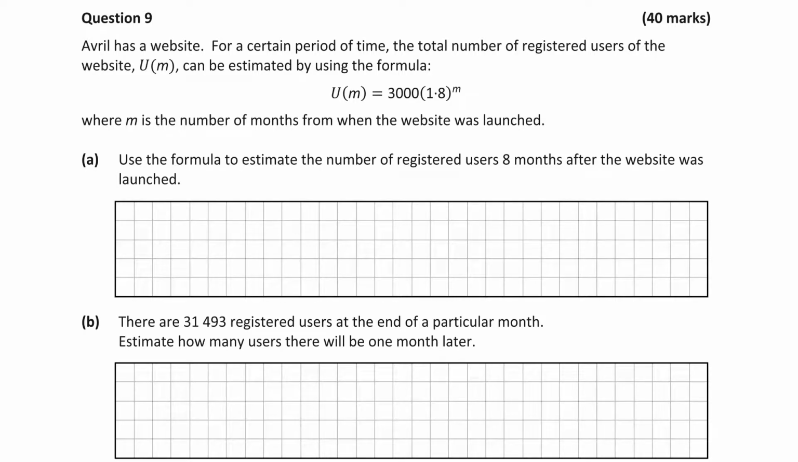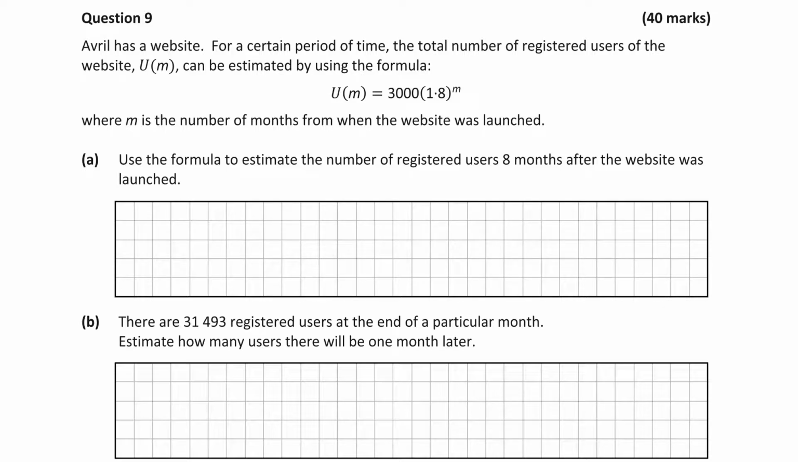So what I'm going to look at there is the Leaving Cert Ordinary Level 2019, Paper 1, Question 9. Avril has a website. For a certain period of time, the total number of registered users for that website, U of M, can be estimated by the following formula. U of M is equal to 3000 all multiplied by 1.8 to the power of M, where M is the number of months from when the website was launched. Use the formula to estimate the number of registered users 8 months after the website was launched.